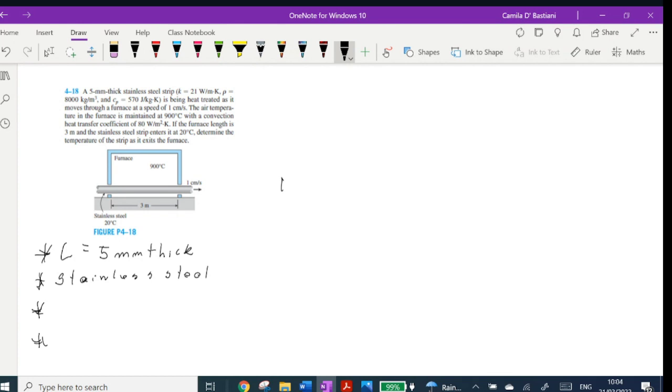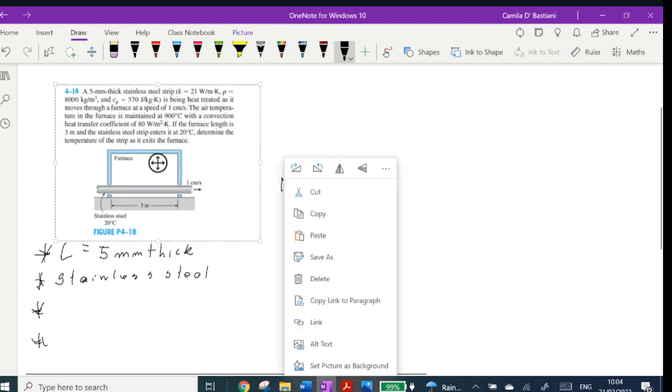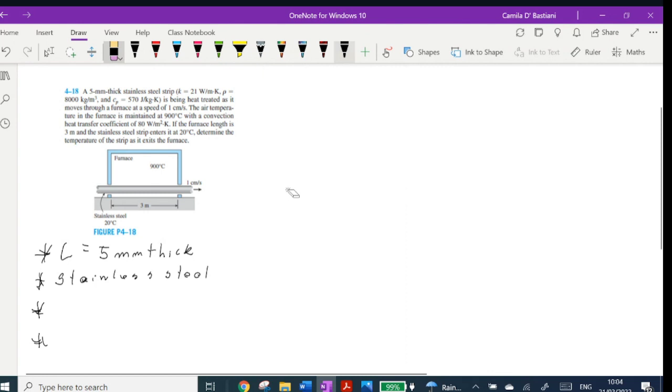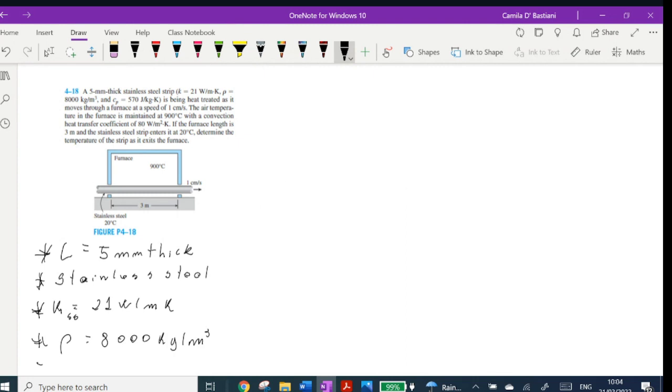We have the image already in there. What else? We are given the conductivity of the stainless steel, 21 watts per meter Kelvin, and the density, 8,000 kilograms per cubic meter, and the specific heat capacity at constant pressure, CP, 570 joules per kilogram Kelvin. Okay.